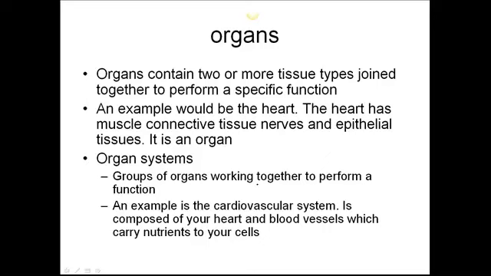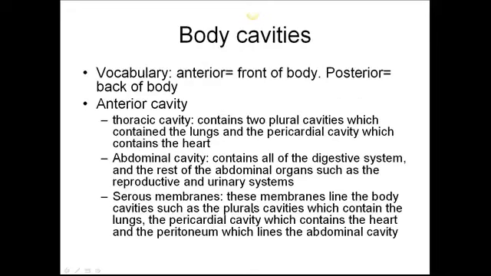Then organ systems are groups of organs working together to perform a function, like the cardiovascular system. We have the heart, but the heart is just a pump, and the pump has to be connected to tubes to take the blood out to all the 70 trillion cells in your body. So that's two different organs in a system. Now this is stuff that really should be covered earlier, but that's okay.